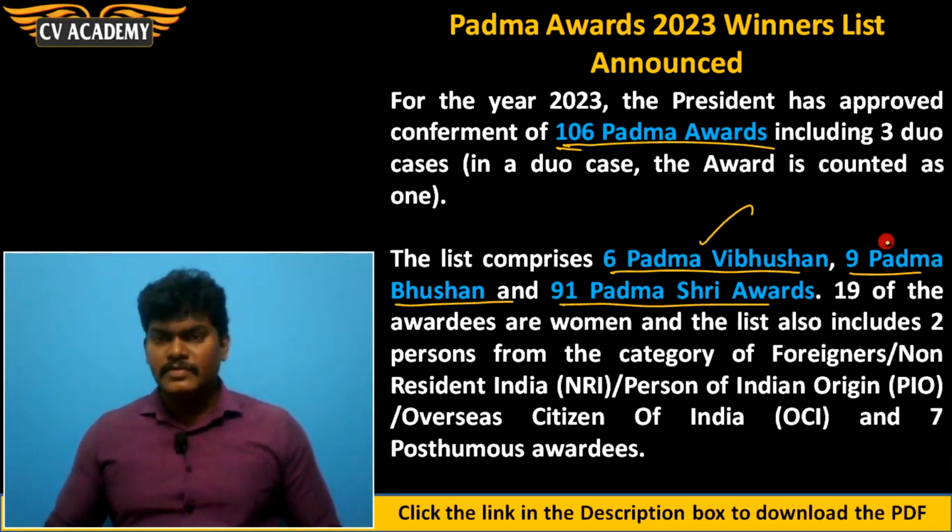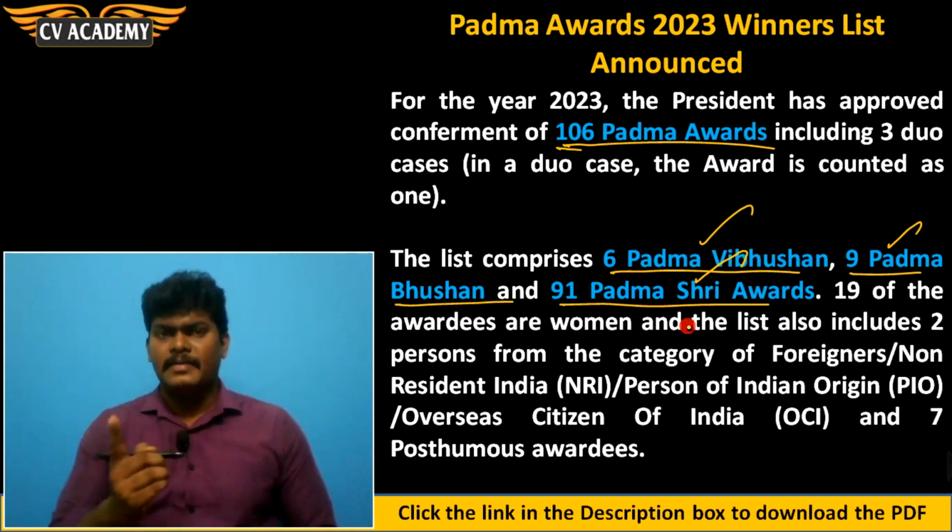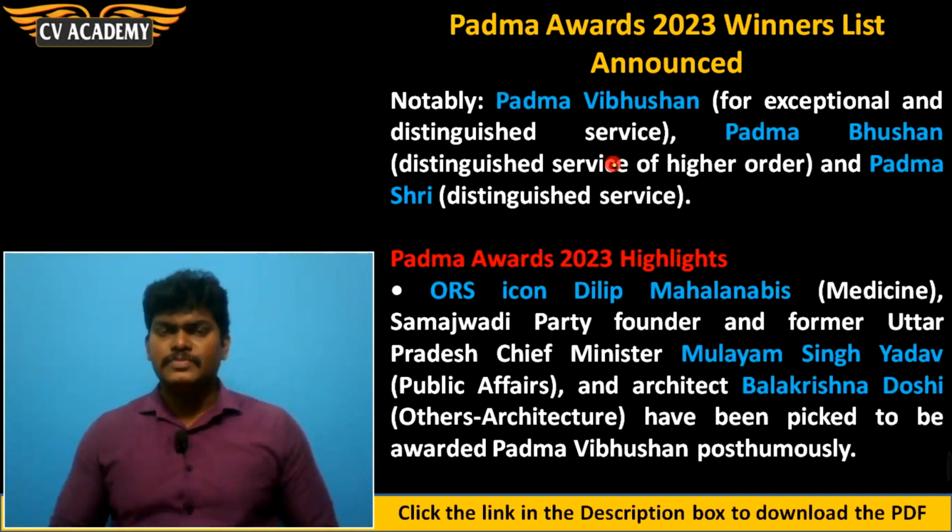6 Padma Vibhushan Award is given, 9 Padma Bhushan Award is given, 91 Padma Shri Award is given for this year also. So including this award, many women also got the award. Then NRI people also have got the award, and some posthumous people, that actually that people might have died. So for them also this award is given. Some people have won the posthumous award also.